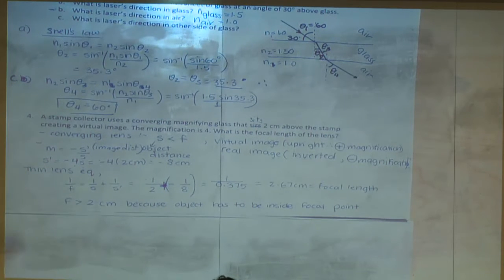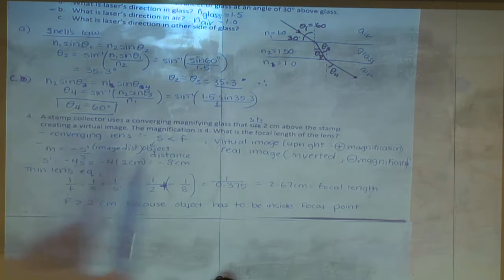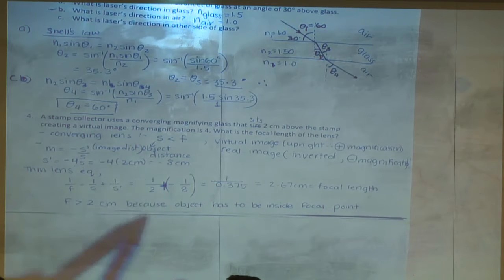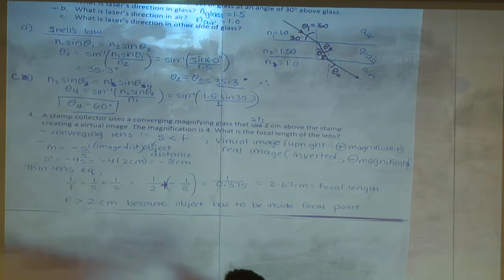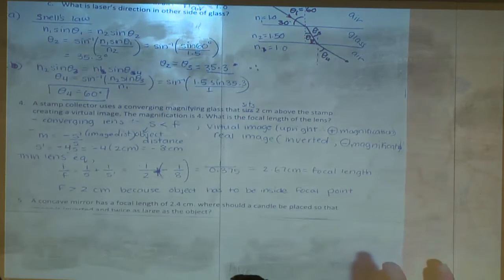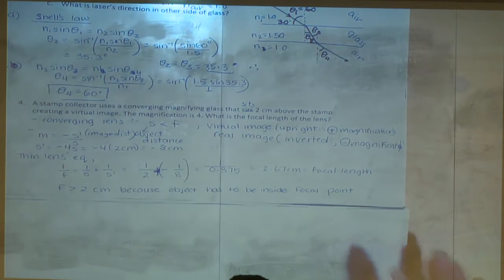So if you notice here, the focal length is actually greater than the object distance, which is what we wanted because it's a converging lens, so the object has to be inside the focal point. It has to be before. But the image that's going to be formed is behind the lens. Therefore, it's a virtual image. And a virtual image is always upright. Okay. Any questions? Let's move on.